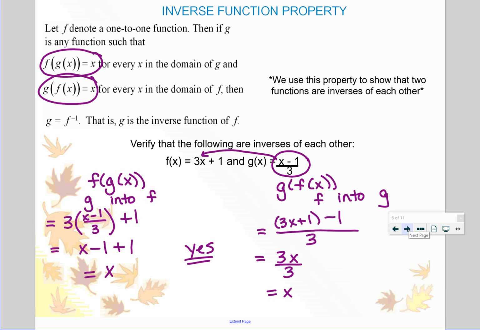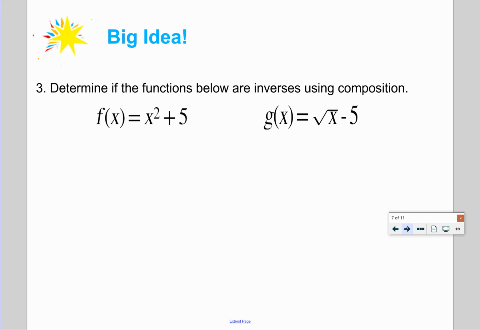I think the next one is a big idea problem. Go ahead and try it. Determine if these two functions using composition are inverses of each other, and then if you want to check it, you can graph both of them in your calculator and look for that symmetry over that diagonal line y equals x if you want.